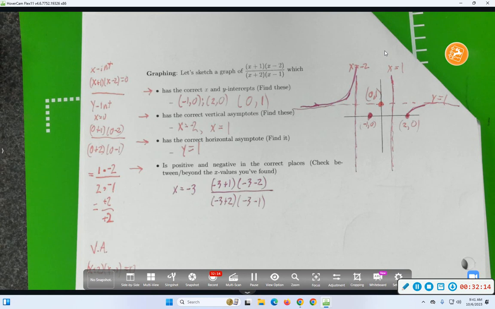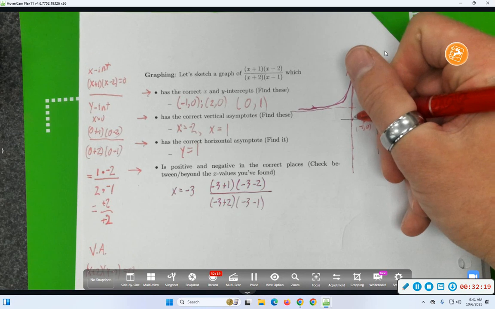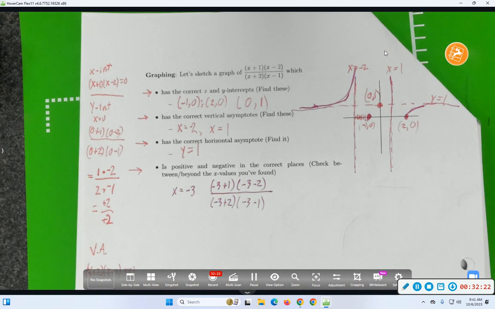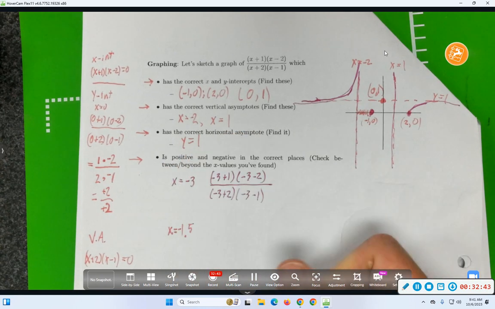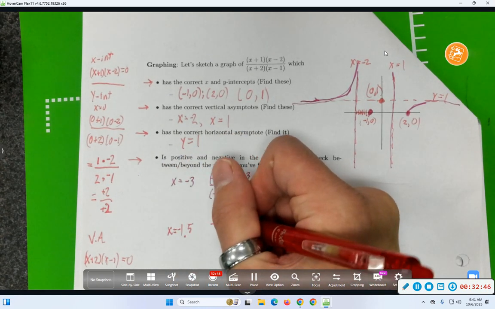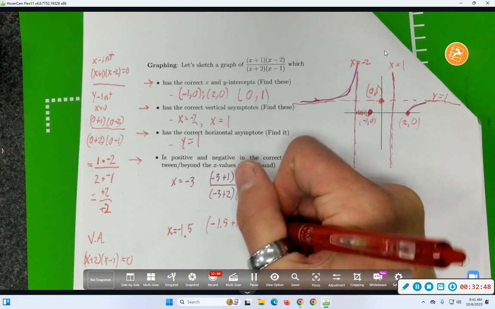Now I actually have to check some sample points. Next, check the sample point between negative 1 and 0. And I just care if it's positive or negative. Give me a sample point between negative 1 and 0. Nope, between negative 1 and negative 2. Negative 1.5. Good choice. There is no need to be fancy there. Negative 1.5 plus 1. And all I care is this positive or negative?